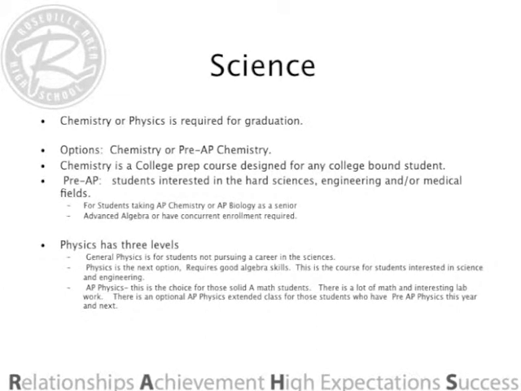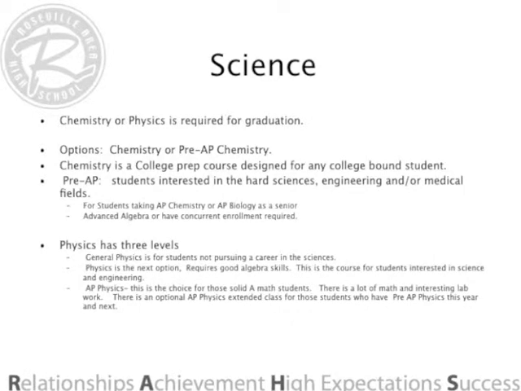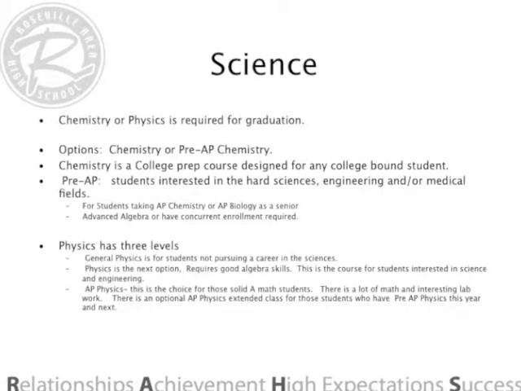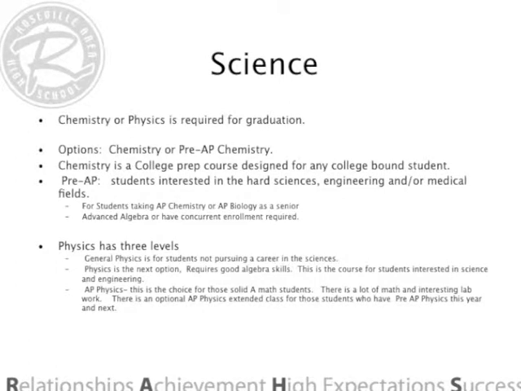And physics is going to have options as well. General physics is for students not pursuing a career in the sciences. Physics is the next option. This course requires good algebra skills. This is the course for students interested in science and engineering. And AP Physics is the next one up. That's the choice for those really solid A-level math students. It's a lot of math, a lot of interesting lab work. And there's an optional AP Physics extended class for those students who have pre-AP Physics this year and next.